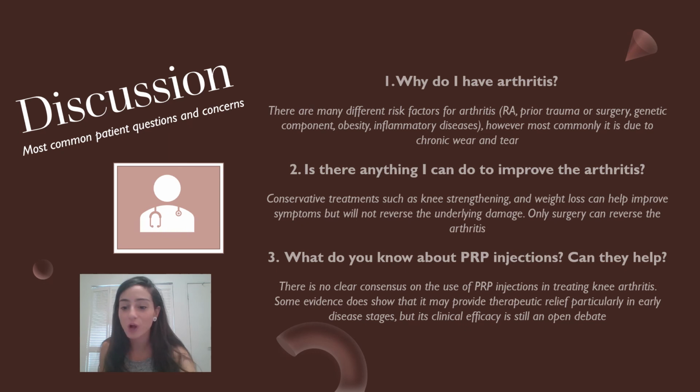All right, so the common questions that I get from my patients regarding arthritis. The first question is, why do I have arthritis? That's a great question, and there's a lot of different things that can contribute to the development of arthritis. Most commonly, it's chronic wear and tear and older age. If you have a history of inflammatory diseases such as rheumatoid arthritis or lupus, that can contribute to the progression of arthritis earlier. Prior trauma, or if you've had surgery in the past, if you've had a knee scope, sometimes you can develop earlier arthritis after a prior surgery to the same joint. So those are some things that we think about.